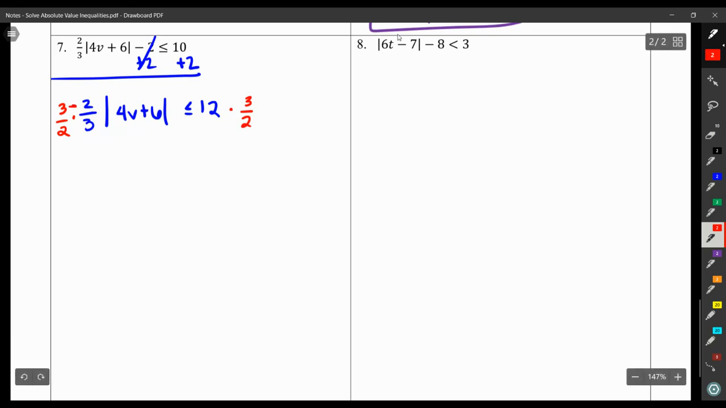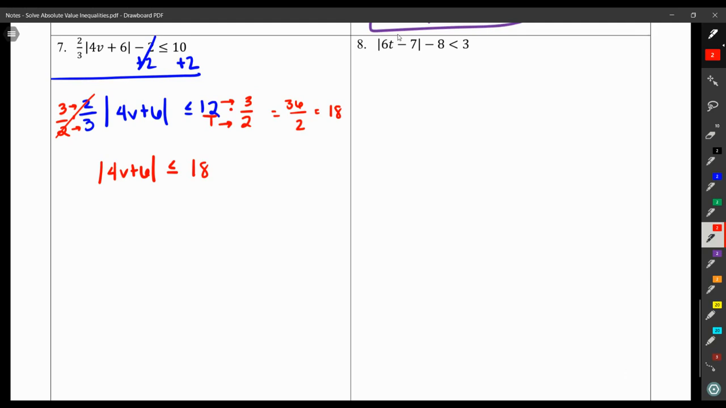Which is okay, because if you do 3 times 2, you get a 6. 2 times 3 is a 6, and 6/6 makes a 1. So absolute value of 4v plus 6 is less than or equal to, and then over here, we're going to multiply two fractions together. 12 times 3 makes 36, 1 times 2 makes 2, and 36 divided by 2 makes 18. So now that this is isolated, pause the video, solve this, and graph it on a number line.